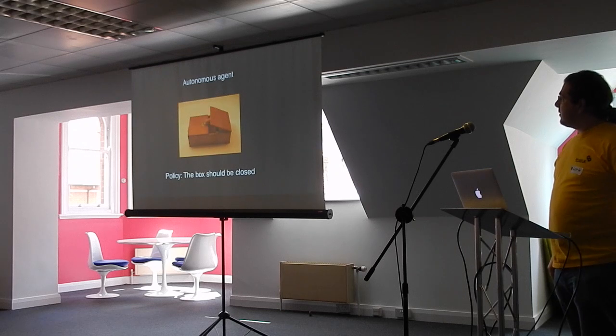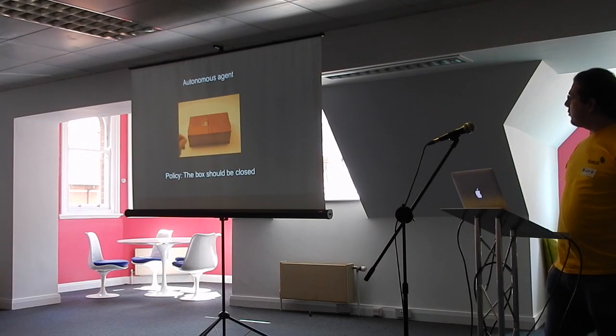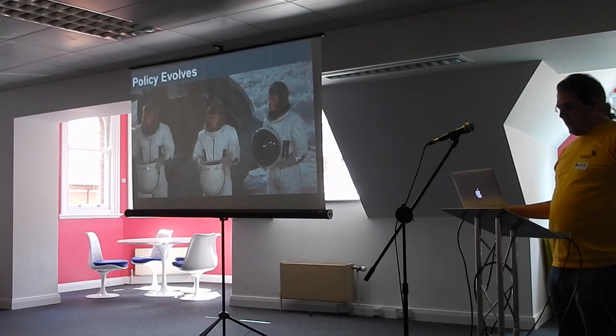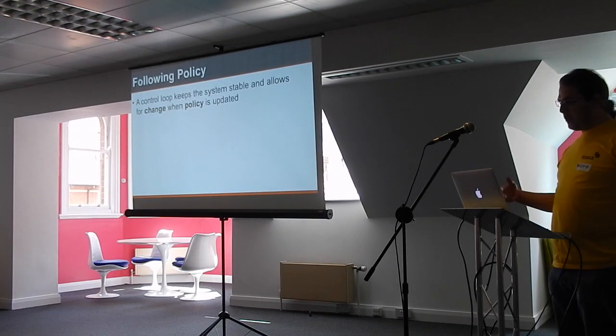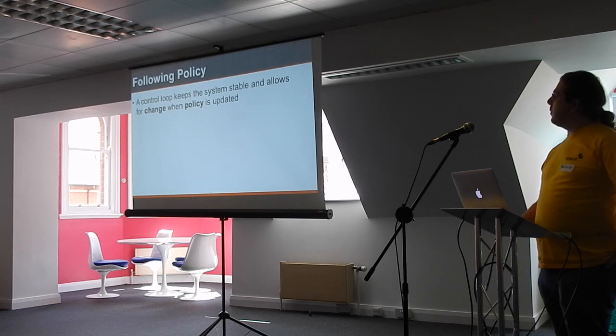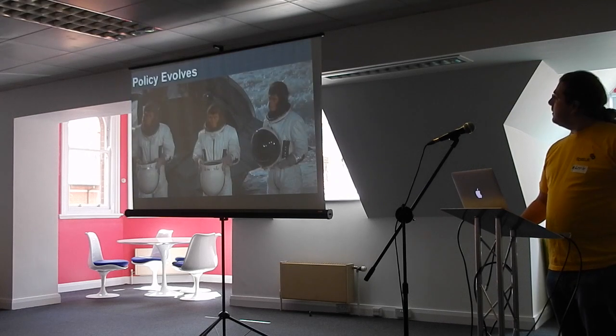You want an anonymous agent. So this is the anonymous agent policy: the box should be closed. You open the box, it gets closed. Policy evolves. So in order to follow a policy, you want a loop that keeps the system stable and allows for change when the policy is updated.